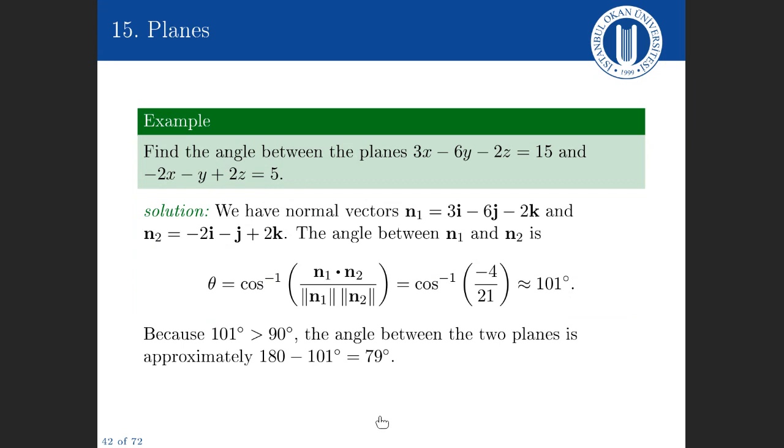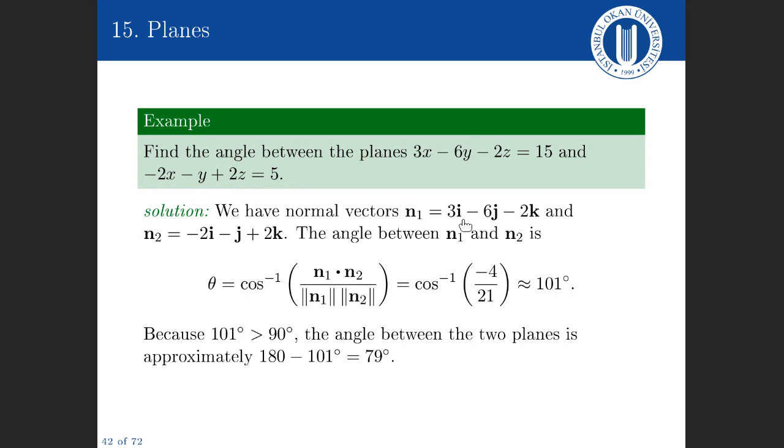For example, find the angle between these two planes. The idea is we're going to write down the two normal vectors. We're going to calculate the angle between these two vectors, which we talked about how to do last week. If this angle is between 0 and 90, then we're finished. If the angle is between 90 and 180, then we're going to do 180 minus our angle.